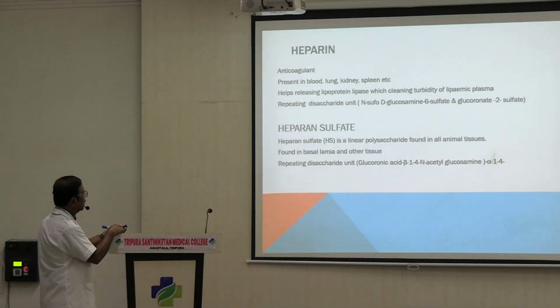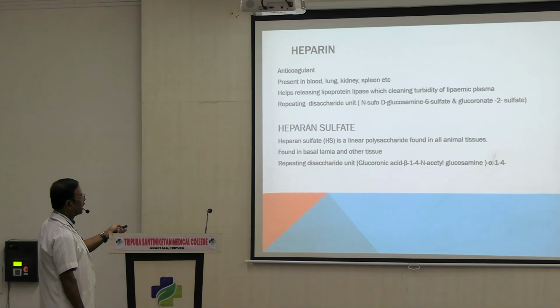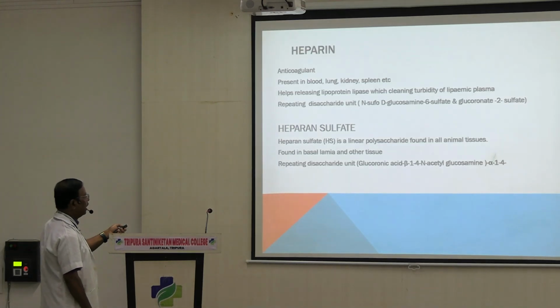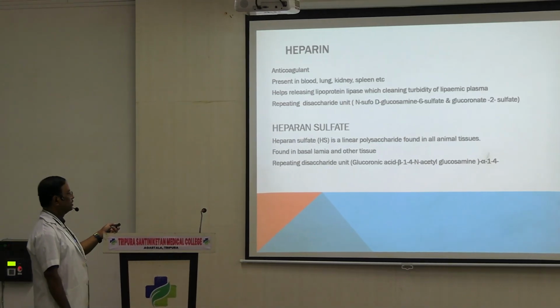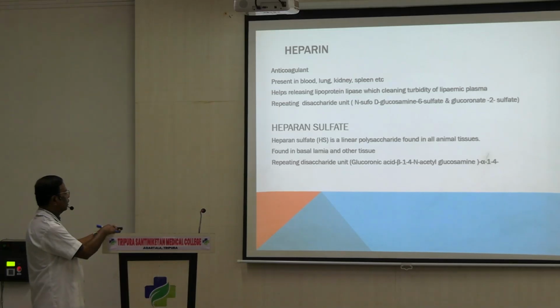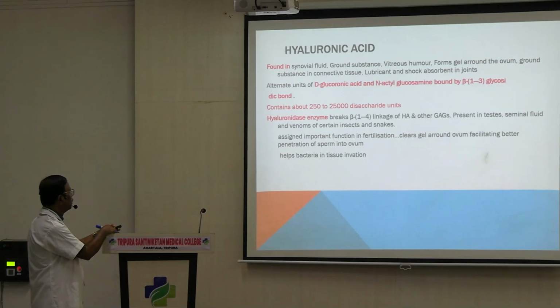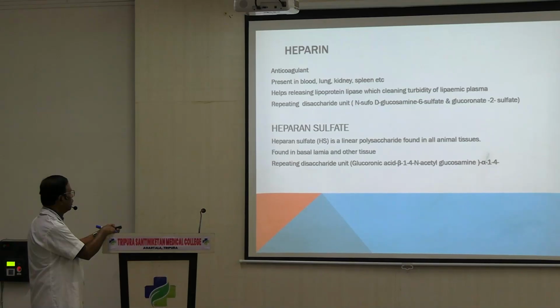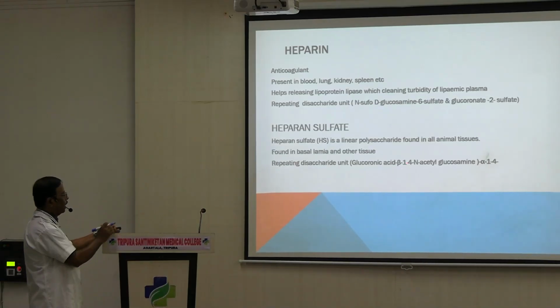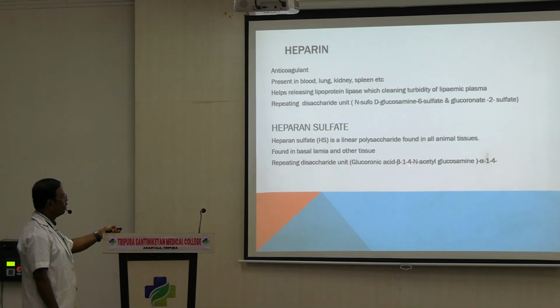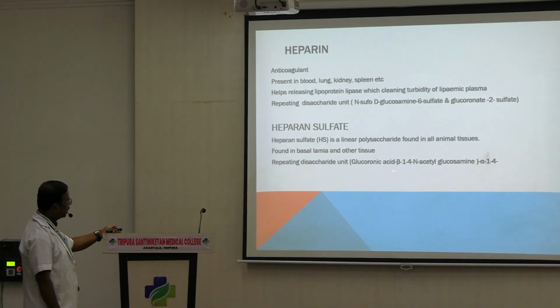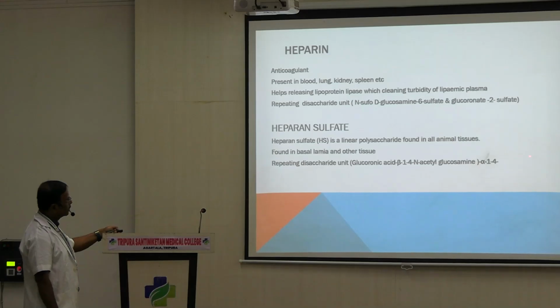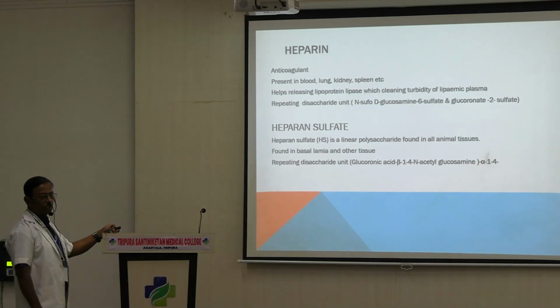Heparan sulfate is a linear polysaccharide found in all animal tissue, found in basal lamina and other tissues. Repeating disaccharide units are glucuronic acid and N-acetyl glucosamine. Here the glycosidic bond is beta 1,4 glycosidic bond. Here this disaccharide unit is bound to another disaccharide unit of the same composition by alpha 1,4 linkage. So this can be hydrolyzed by the hyaluronidase.